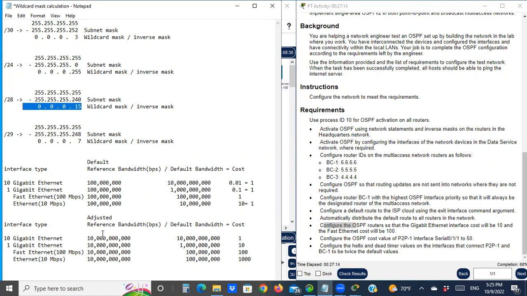So which reference bandwidth do we need to use to calculate the cost in our question? We need to take a look at the requirements. It says to configure the OSPF routers so that the gigabit Ethernet interface cost will be 10 and the fast Ethernet cost will be 100. So we need to use this formula. Gigabit is 10, fast Ethernet is 100, so we need to use the adjusted reference bandwidth.